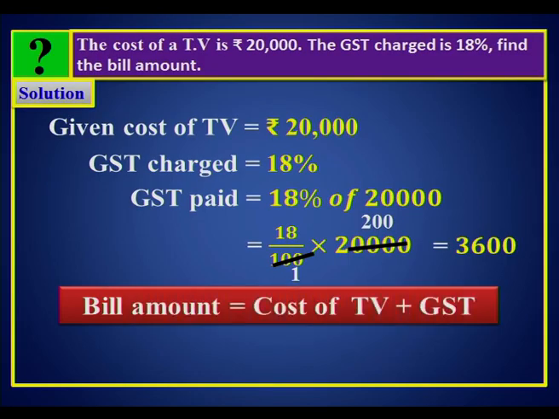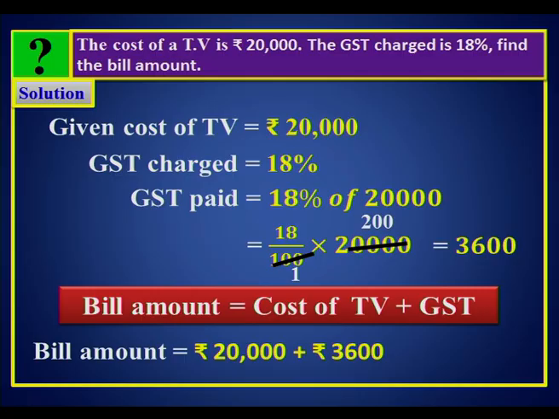So, children, what is the formula to find the bill amount? Yes, it is cost of TV plus the GST. Now, let us substitute these values, that is 20,000 plus 3,600. On adding this, we get 23,600. So, this is the bill amount, children. So, bill amount is equal to 20,000 plus 3,600, which is 23,600.